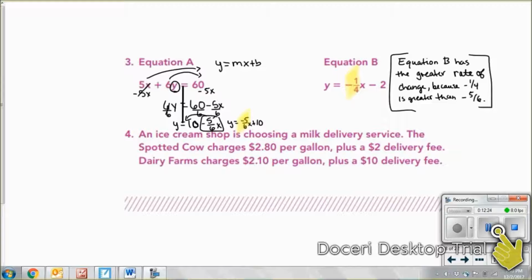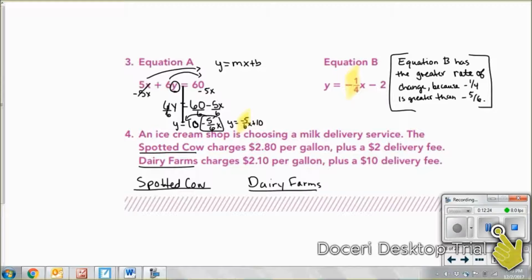Okay, so again, we're trying to find the rate of change. So basically what they're giving us is 2 different companies. We're going to write an equation for both, and then use those equations to answer the question. So let's start with the 2 companies they give us. Our first company is Spotted Cow. So let's just order our information here. So we have Spotted Cow over here on the left. And then we have Dairy Farms. So let's come over here and let's write Dairy Farms. So again, just organizing our information here.